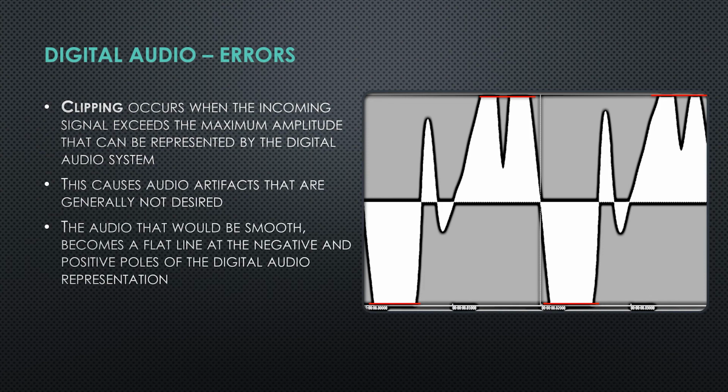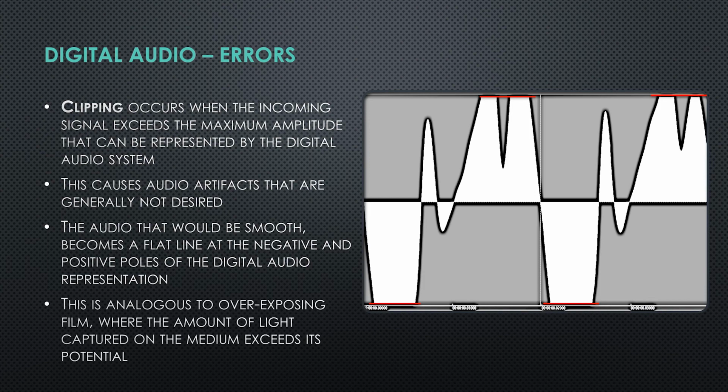Instead, it becomes a flat line at the negative and positive poles of the digital audio representation. We are losing information. Rather than seeing how that audio curves like we want it to, it just becomes flat and truncated. So we've exceeded that bit depth option, and as a result, we are going to lose audio quality.